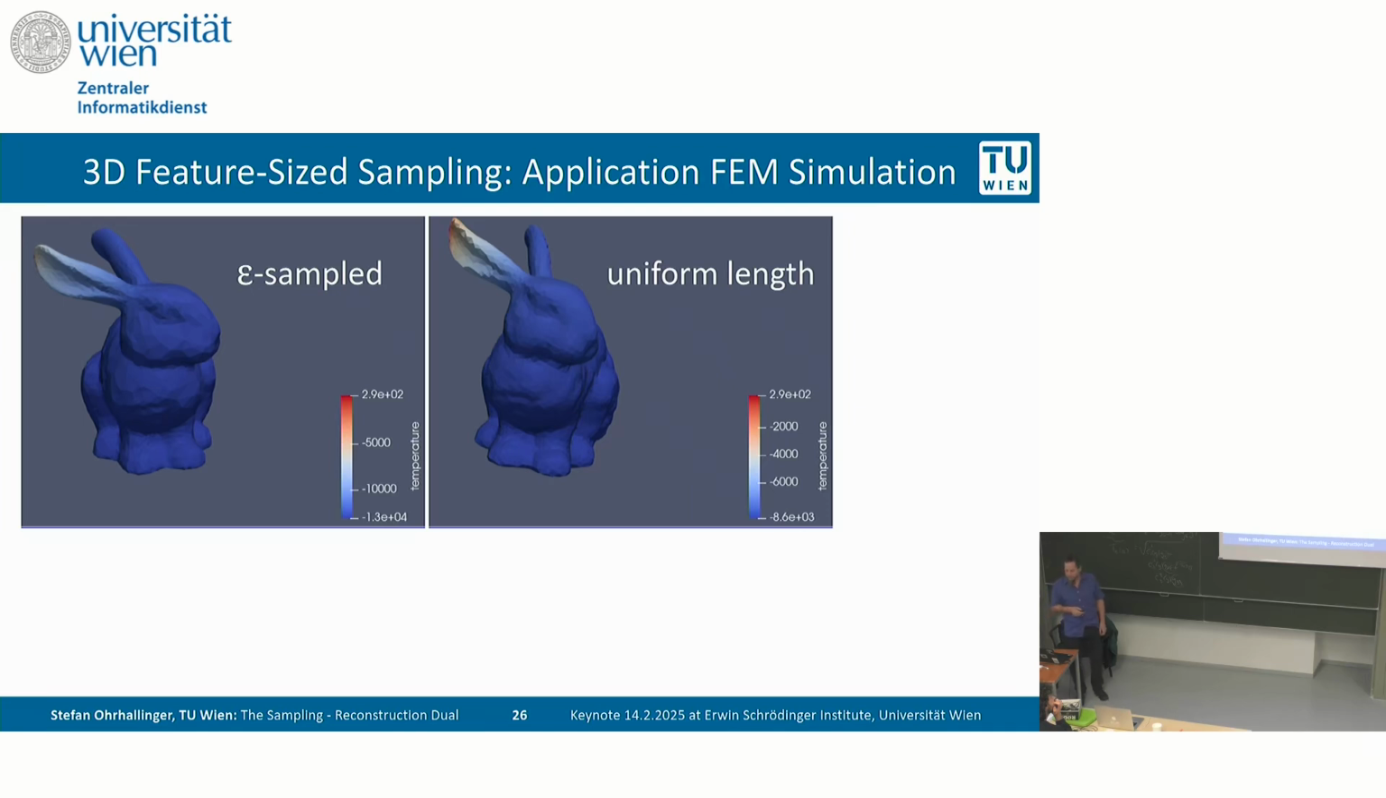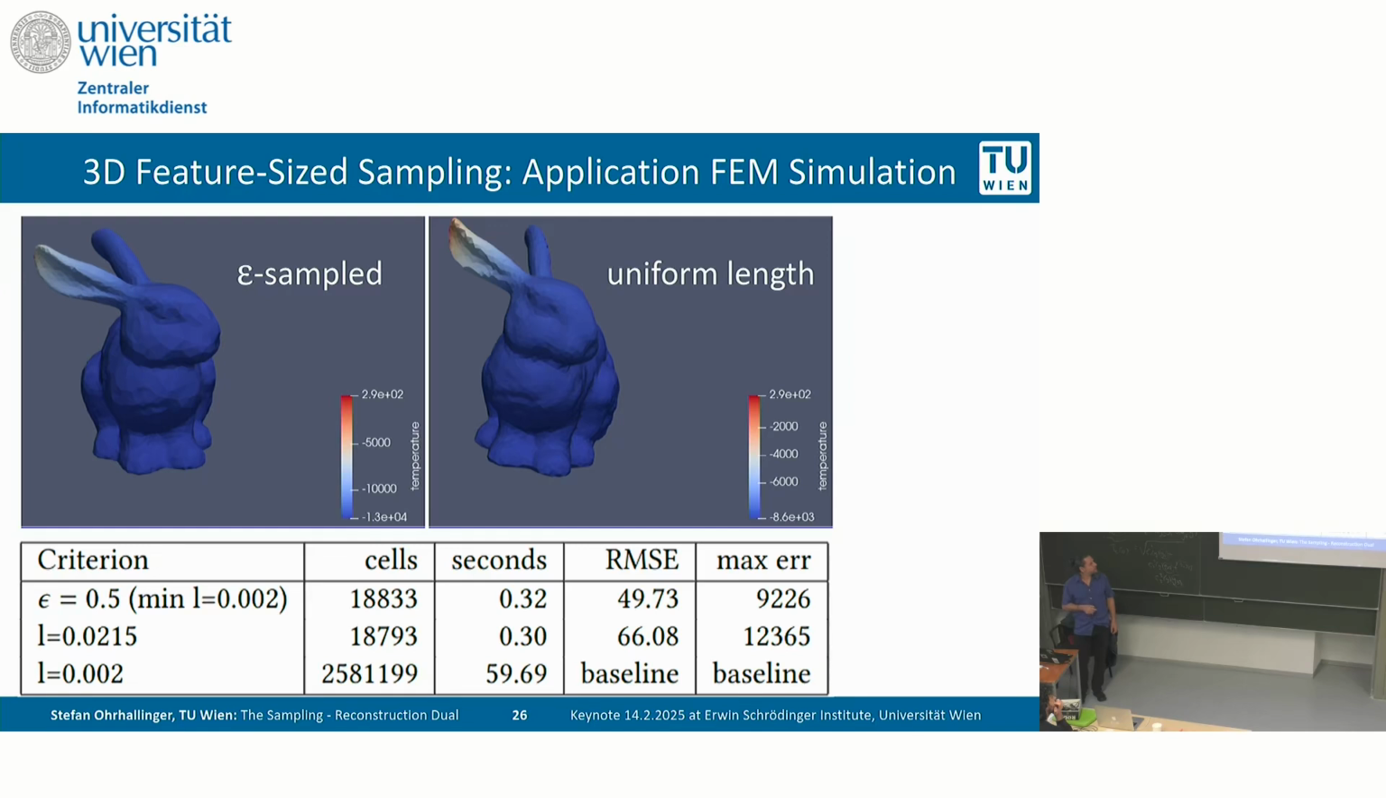With this we apply a heat simulation. So we apply heat at the tips of the ears of the bunny, and then it starts spreading across the body. Look at the numbers: we have epsilon sampling, for example 5, which corresponds to this minimum length at the tips of the ears. We get a certain number of elements for the simulation.